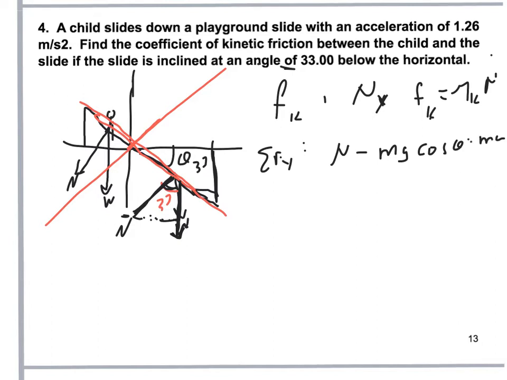So now what we can do is we can actually try and solve this. ma goes to 0, because we're only interested in gravity, the force of gravity pulling the child down the slide. So now we can actually solve for N. So N is equal to mg cosine theta. So we put our mg in.